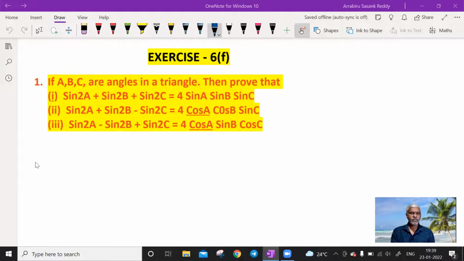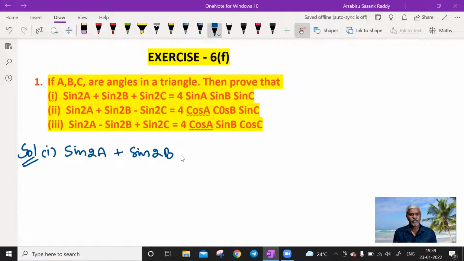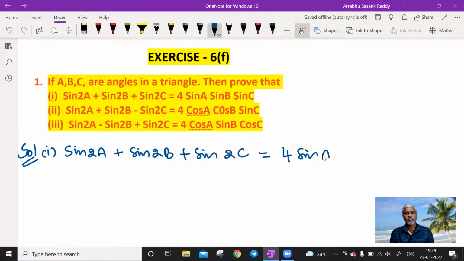Now let us take up the first one. First bit: sin 2A plus sin 2B plus sin 2C. We have to prove it is equal to 4 sin A sin B sin C.